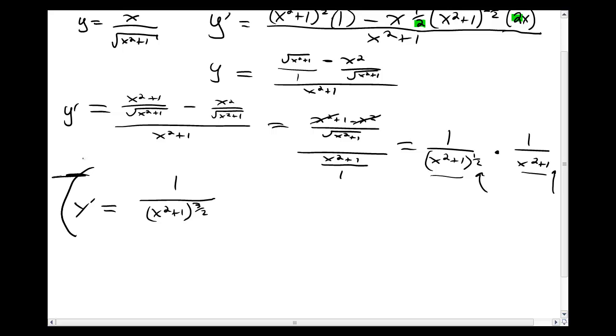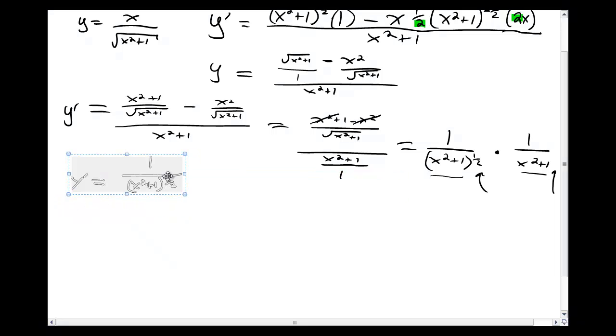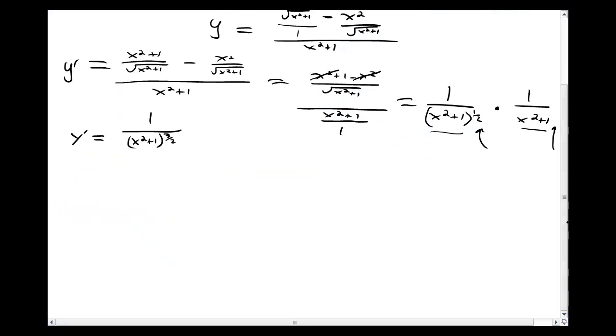So I take my first derivative, and I'm interested in finding places where the first derivative is either equal to 0 or it's undefined. Well, this first derivative is never going to be equal to 0, and because this bottom term x squared plus 1 is always going to be positive, this first derivative will never be undefined. So in this case, this time I have no critical numbers. There does not exist any critical numbers.